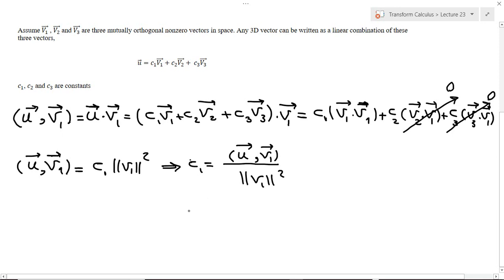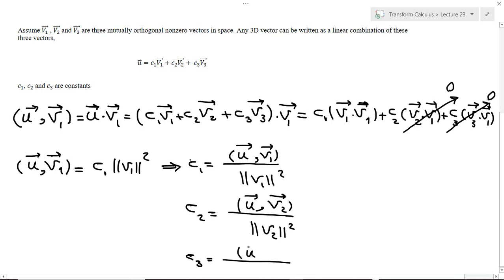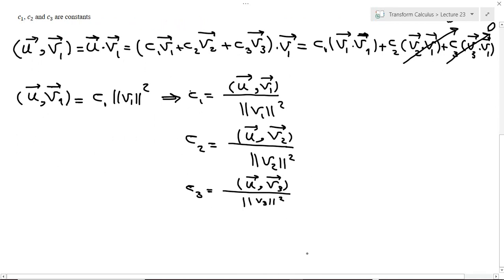So we can do the same procedure for C2 and C3. C2 is going to be equal to the inner product of U and V2 divided by the magnitude of V2 squared. And C3 is equal to the inner product of U and V3 divided by the magnitude of V3 squared. So we could find C1, C2, and C3.